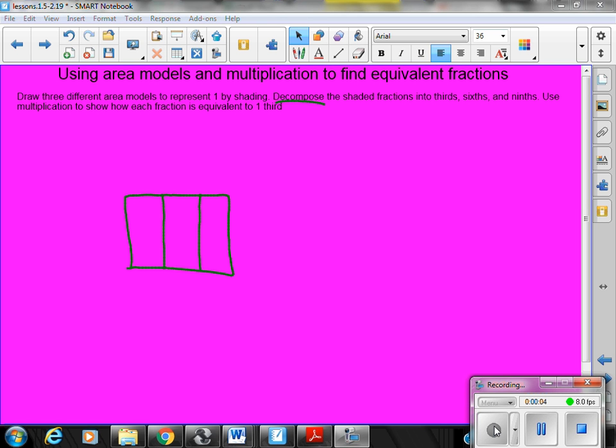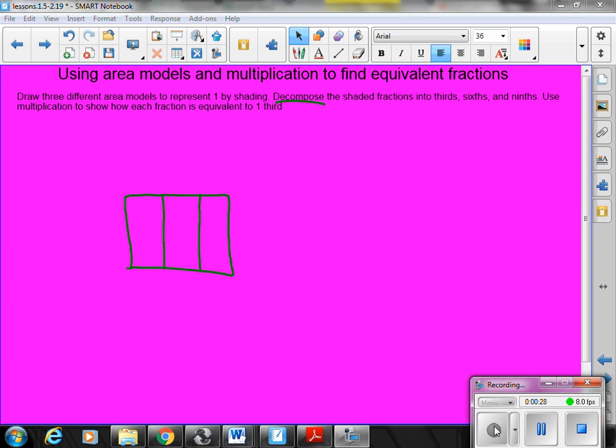Using area models and multiplication to find equivalent fractions. So today we're still talking about equivalent fractions and using models to do it, but we're adding on multiplication. It says draw 3 different area models to represent 1/3 by shading. Decompose the shaded fractions into thirds, sixths, and ninths. Use multiplication to show how each fraction is equivalent to 1/3.